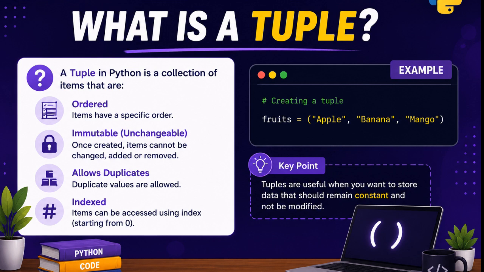A tuple in Python is a collection used to store multiple items in a single variable. Tuples are ordered, which means the items have a specific order. They are immutable, which means once a tuple is created, we cannot change, add or remove its items. A tuple also allows duplicate values, and we can access each item using its index starting from 0. For example, here we have a tuple containing apple, banana, mango. Tuples are useful when we want to store data that should remain constant.